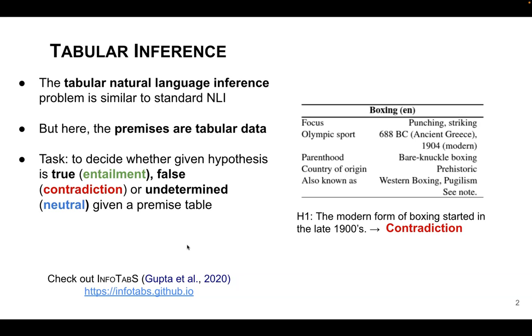Here you can see in the example on the right, there is a table about boxing, and then there is a hypothesis statement: the modern form of boxing started in the late 1900s. You can see boxing started in 1904, which is early 1900s. So this is a contradiction. You can see more details in the InfoTabS paper about this task.